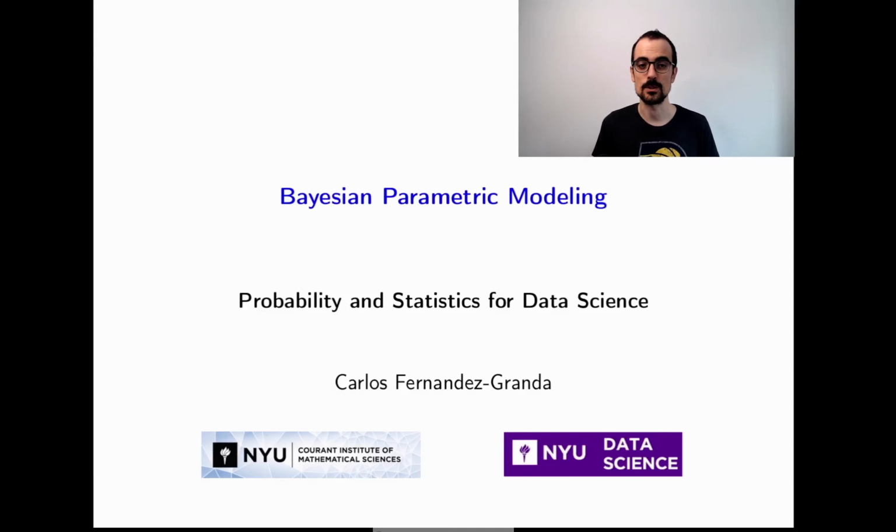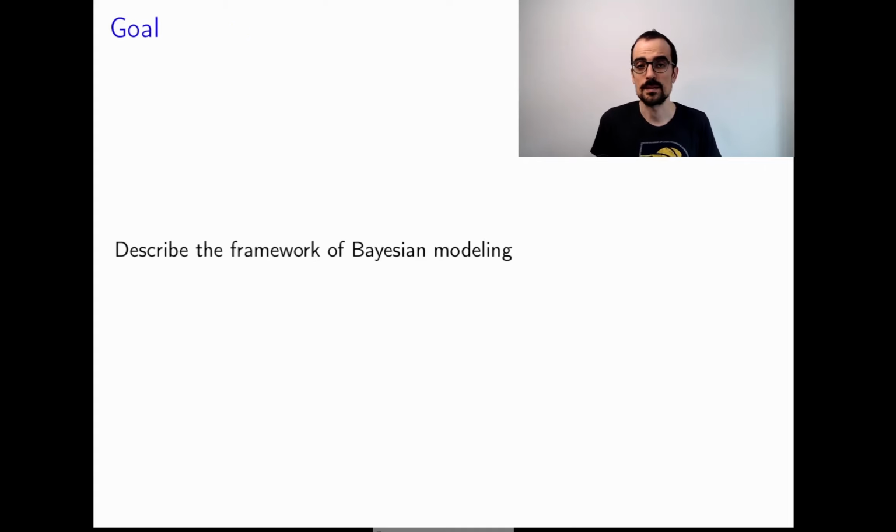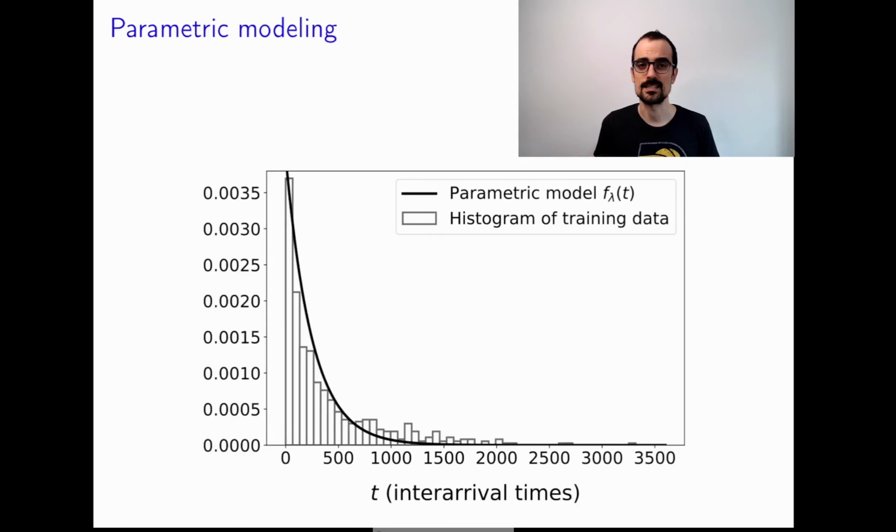Today we're going to talk about Bayesian parametric modeling. The prerequisites for this material are discrete and continuous random variables. The goal is to describe the framework of Bayesian parametric modeling. So let us remind ourselves first what we mean by parametric modeling.